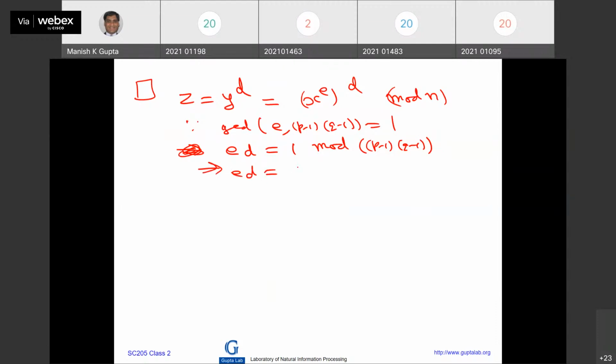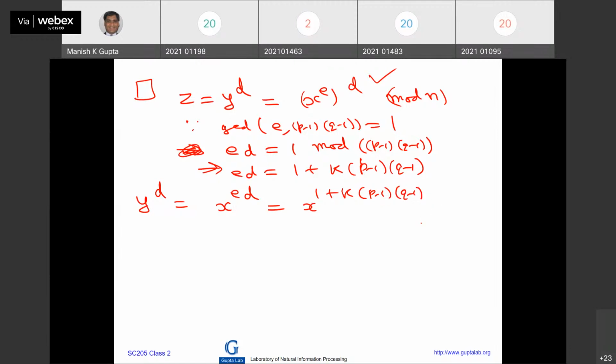This implies that ED is equal to 1 plus some k times P minus 1 into Q minus 1. Remember P and Q are prime numbers, right? Then what? So Y raised to power D will be what? X raised to power ED, right? From here, it is equal to X raised to power 1 plus k times P minus 1 into Q minus 1, right? Is equal to X times X raised to power k times P minus 1 into Q minus 1 mod n, right? We just separated out the X, right? X into X raised to power k times P minus 1, Q minus 1.